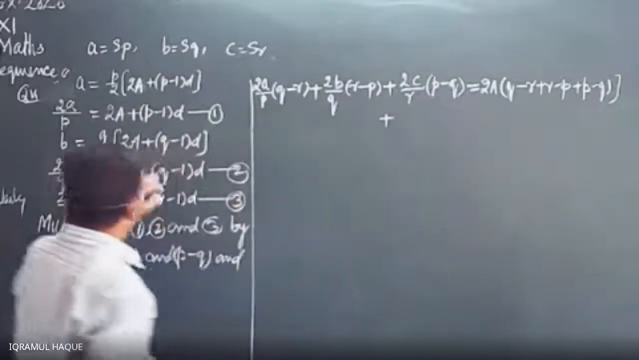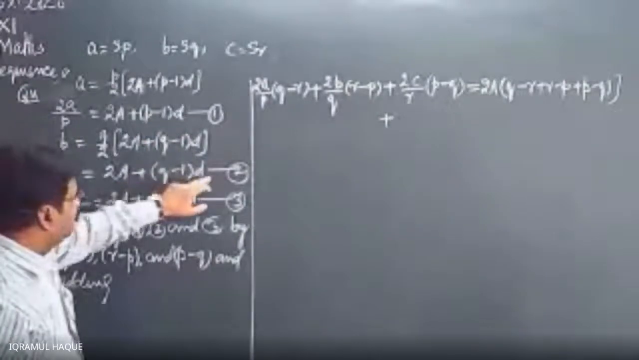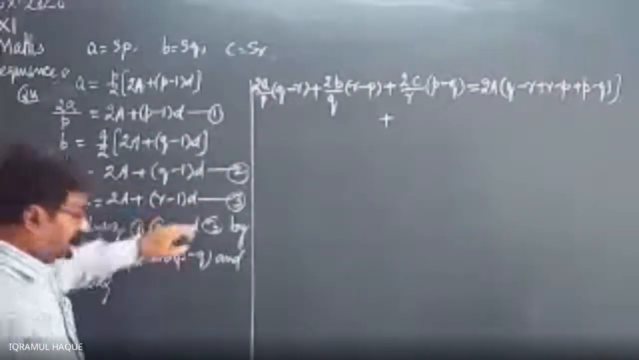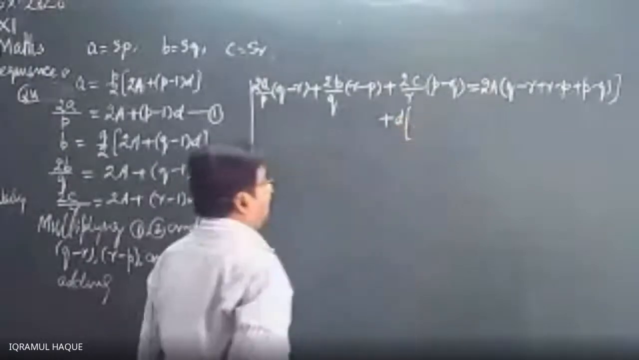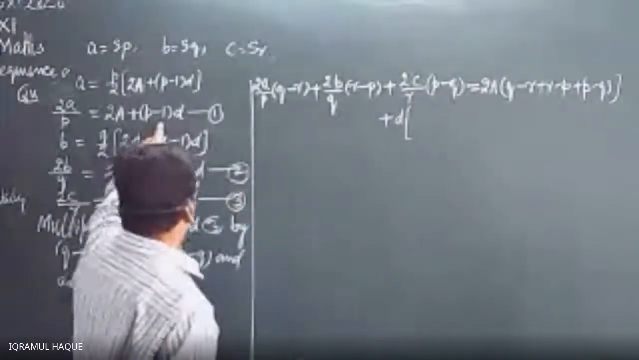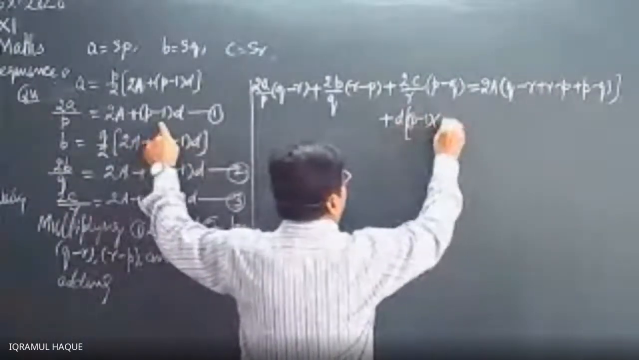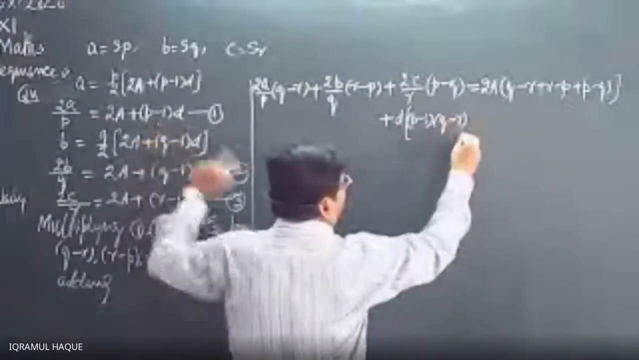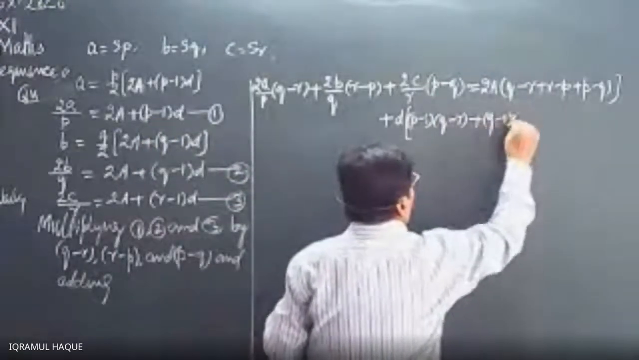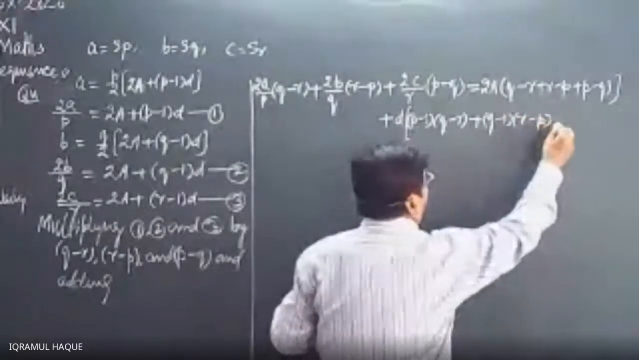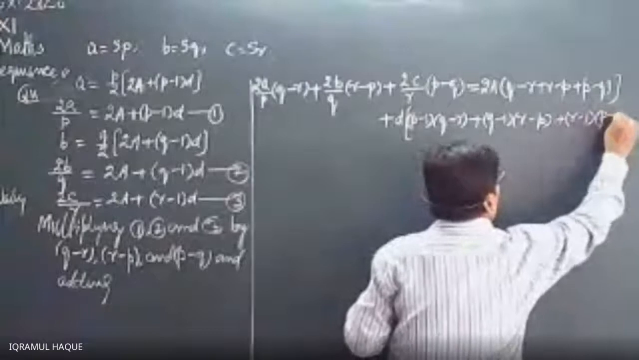See, here in equation number 1, p minus 1 into d, q minus 1 into d, r minus 1 into d. So d is common. And multiply. What we multiply? p minus 1 means q minus r multiply, plus q minus 1 into r minus p, plus r minus 1 into p minus q.